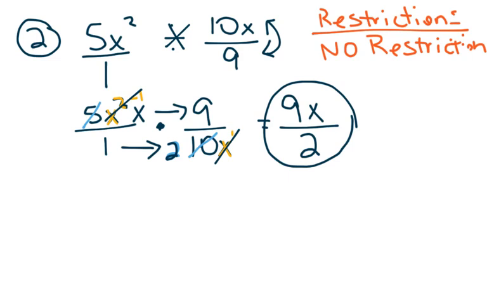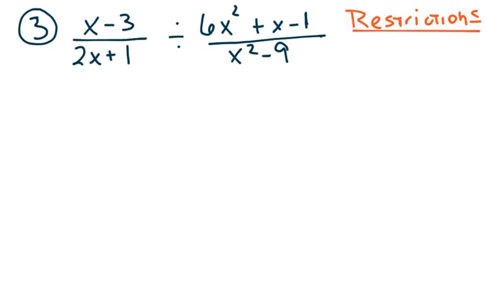Let's do another example. All right, so this problem's got a lot more stuff to it. So first, let's factor everything we can. We can't factor, let me go back to black.